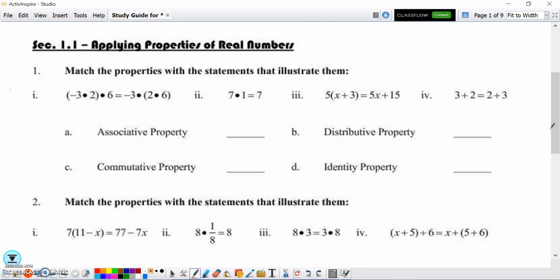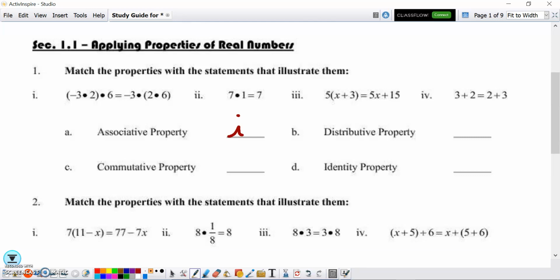So A says the associative property. And remember, the associative property has to deal with the way you group the numbers together using parentheses. So that would have to be the first one. So number 1 goes with the associative property.